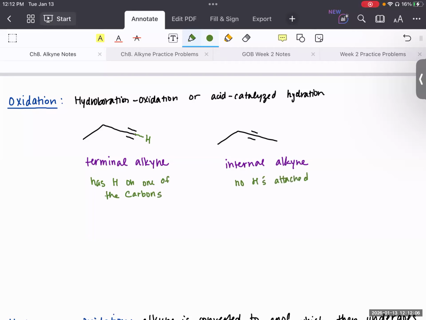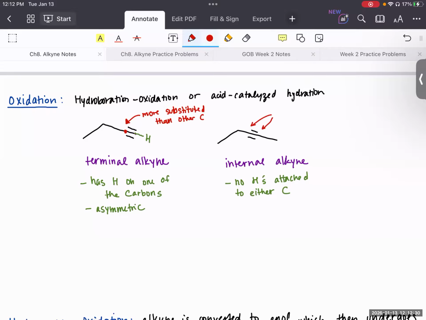Why this matters is because the first one ends up being asymmetric. One of the carbons is more substituted. In this case, this left one is more substituted than the other carbon in that alkyne. However, in the internal alkyne, both carbons are equally substituted, since neither of them have hydrogens.